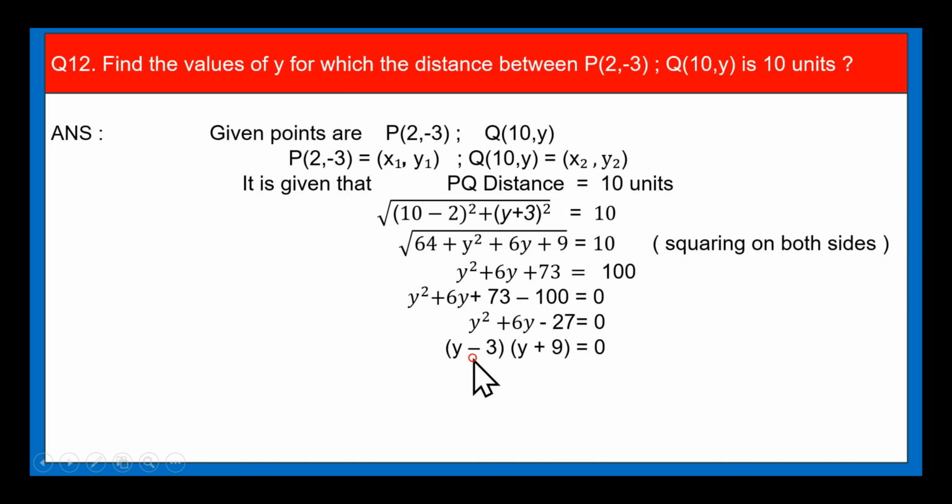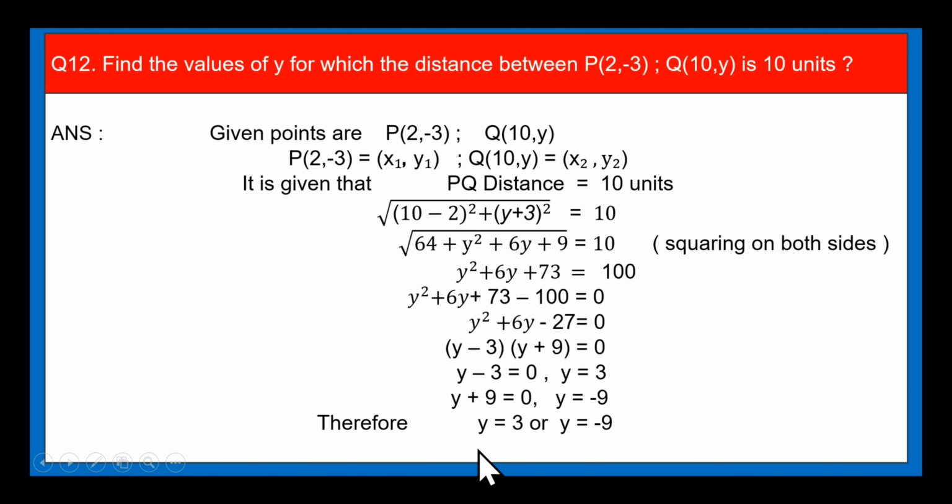If we equate the first factor y minus 3 to 0, then y is equal to minus 3 on the other side, plus 3. And if we equate the second factor y plus 9 to 0, then y is equal to plus 9 on the other side, minus 9. Now how many values we got? We got two values for y. Therefore, y is equal to either 3 or minus 9. Is it clear, students? Good.